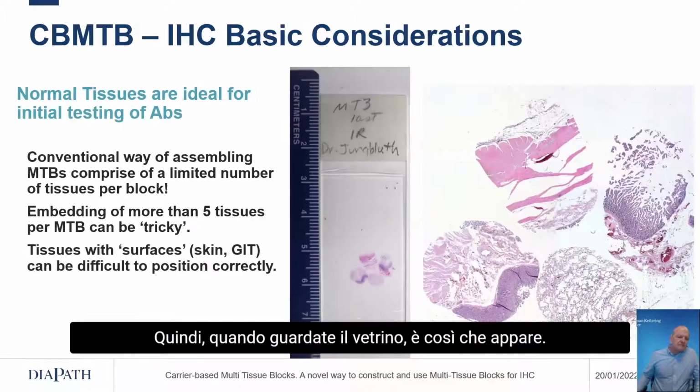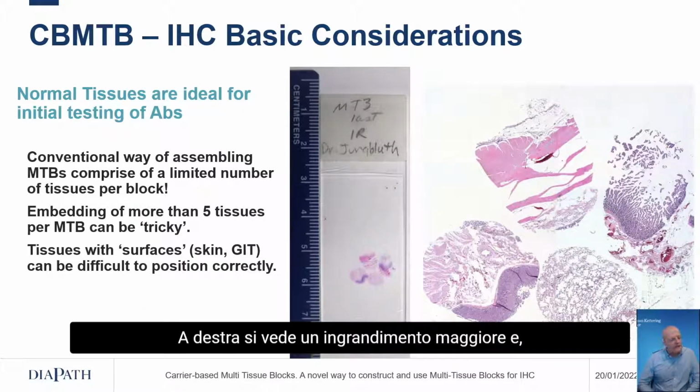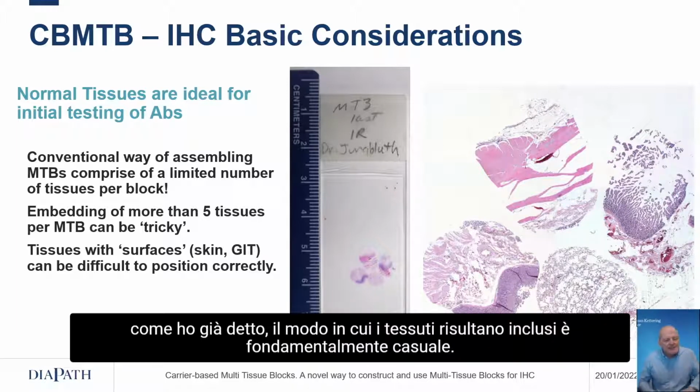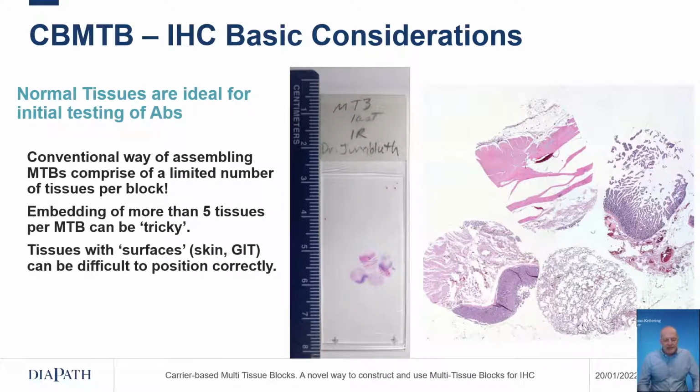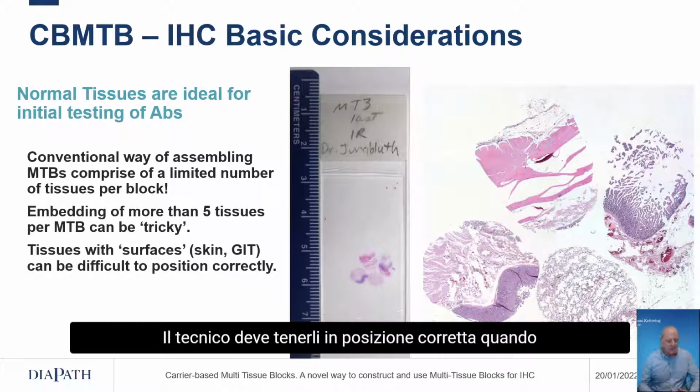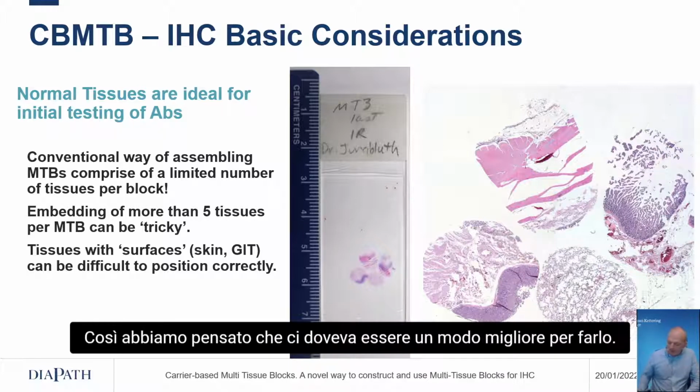So when you look at the slides, this is how it looks. The right side shows the higher magnification, and as I say, it's basically random how the tissues are embedded. Embedding more than 5 tissues is tricky. The technician has to hold them in place when the paraffin is poured over it, and so forth. So we thought there should be a better way to do it.